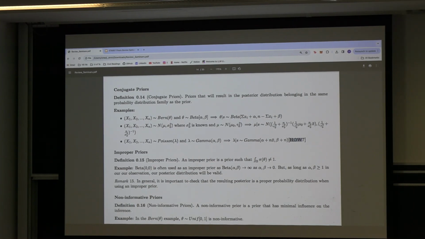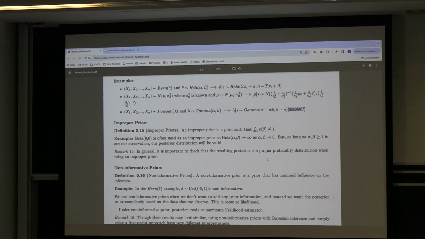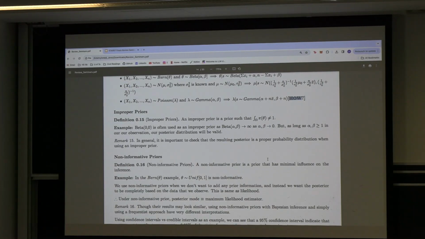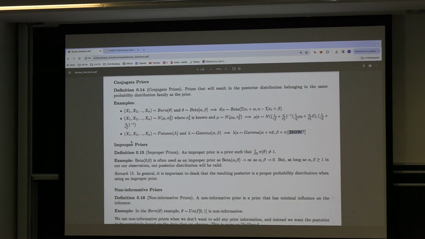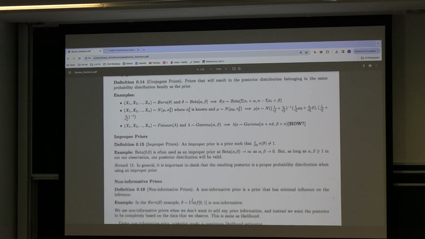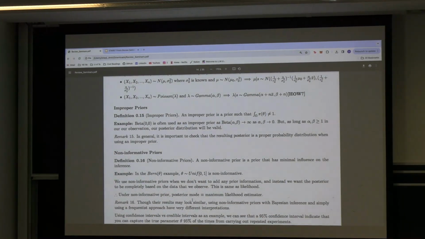I wrote "how" here because there will be one question: how do you actually get that? But we'll go through that later. So those are conjugate priors. Another type of prior is the improper prior. Improper priors are priors where if you take the PDF, it doesn't equal 1. So it's not an actual proper probability distribution. But why do we use this?